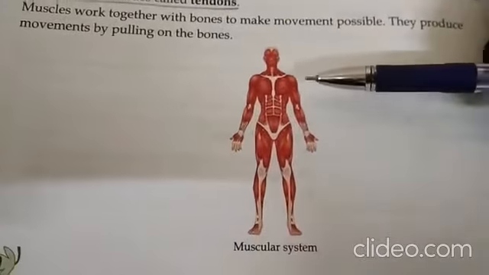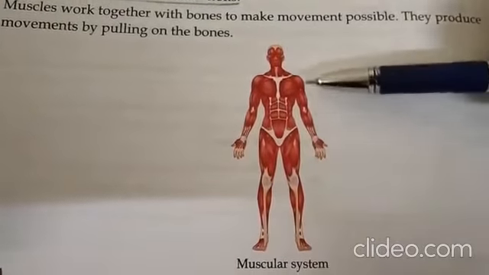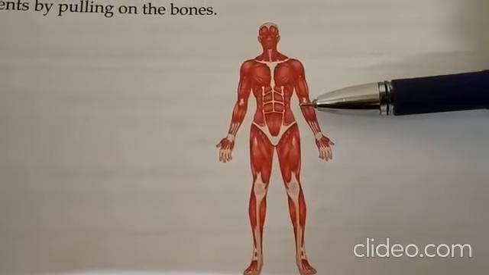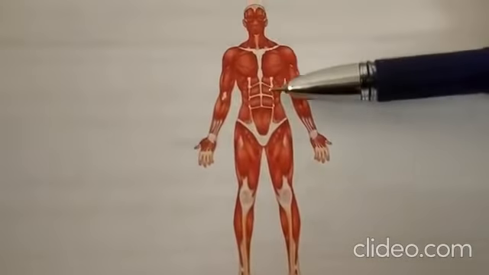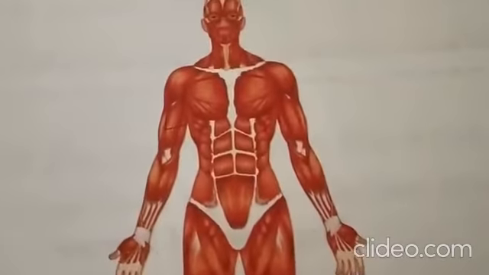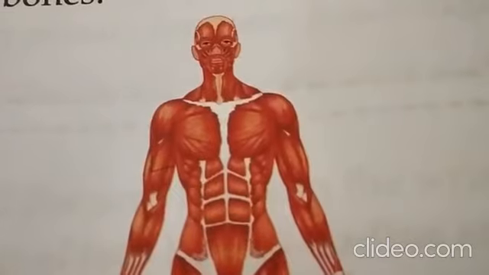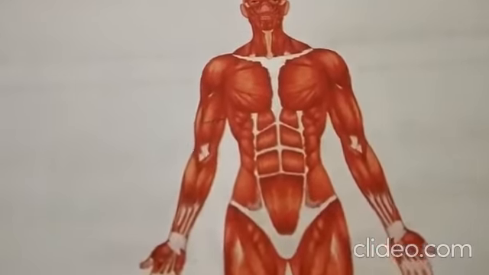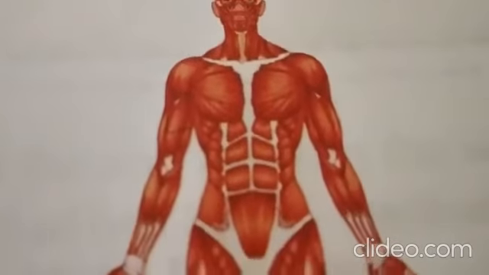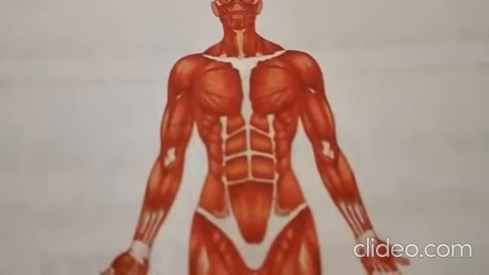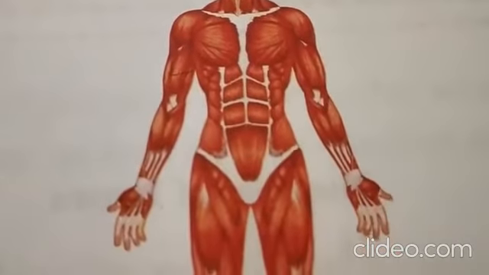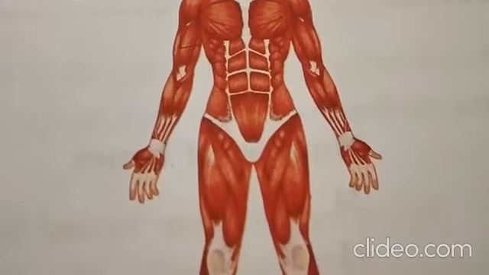Now you can see in this picture here. Can you see that the bones are visible? They are not much visible because the bones are all covered by the muscles. They are attached to the bones with the help of special tissues called tendons. So muscles are attached to bones with special tissues called what? Tendons.